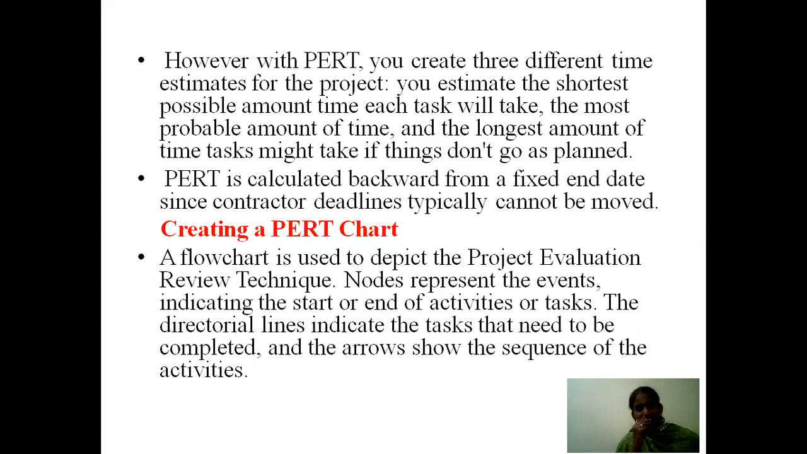Suppose you assume both some positive as well as some negative, then it requires somewhat less time than the pessimistic time. So the probable amount of time can be viewed as the most likely time, whereas the longest amount of time can be considered as the pessimistic time.